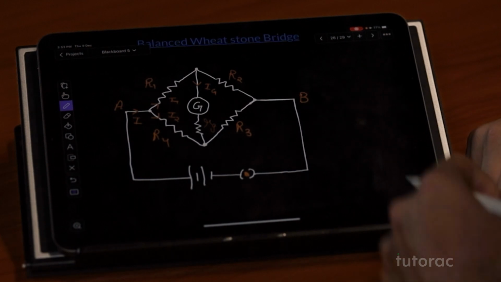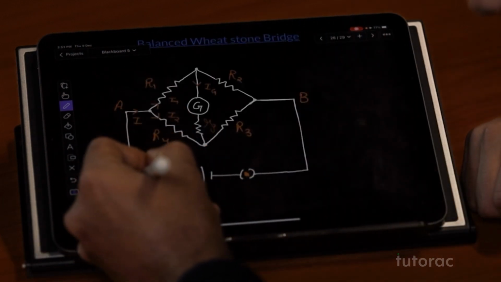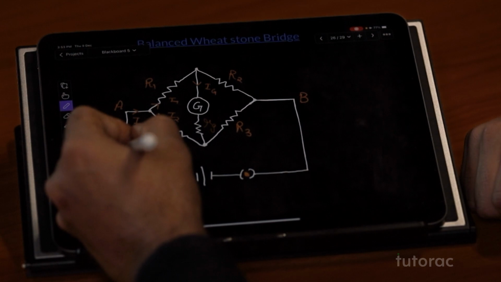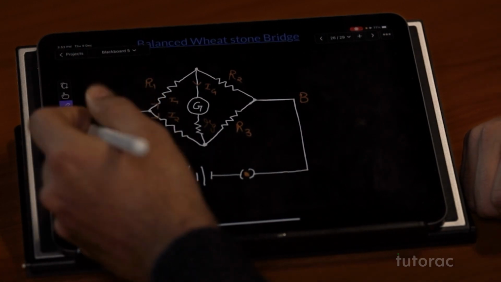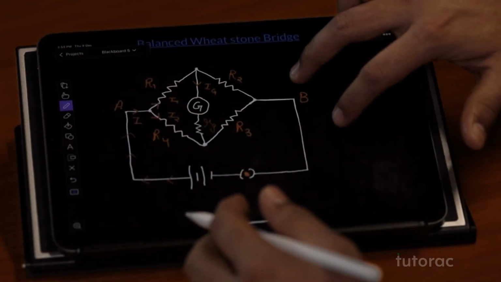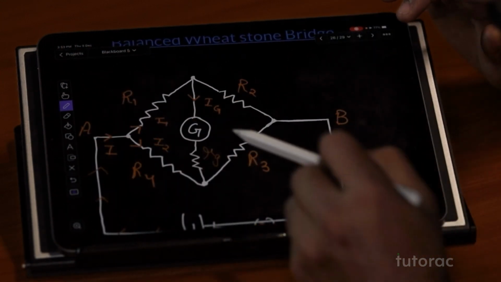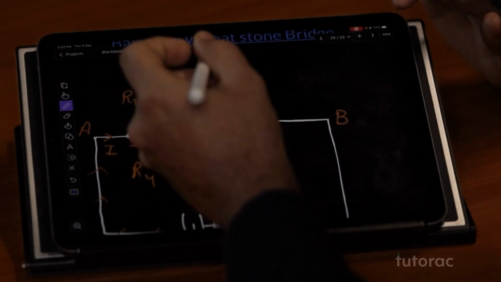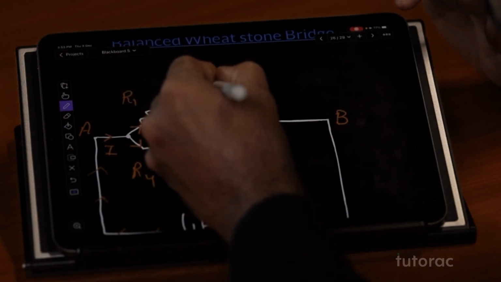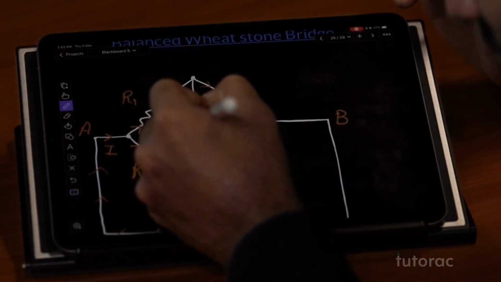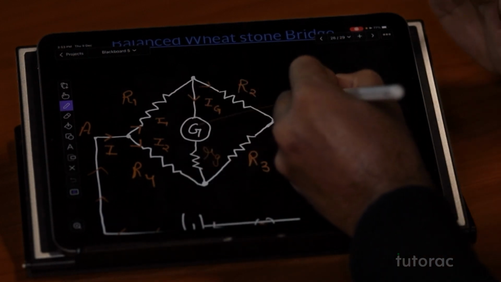As I close the key, we have a battery, and this battery has some potential difference that will generate a current I. Let's say the current is flowing. This time my current is getting divided into two currents, I1 plus I2. Now this I1 again gets divided into two more currents. Here I have attached a device that is known as galvanometer.